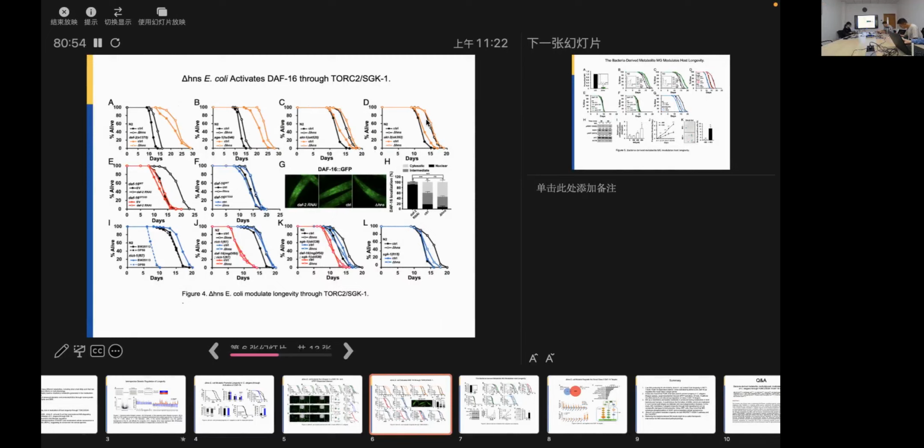G and H is also trying to prove that DAF2 is not involved. You can see the nuclear translocation of DAF16 in DAF2 RNAi, the mutants and wild type, and also the worms treated with Actinonin. And they check the DAF16 signal here.